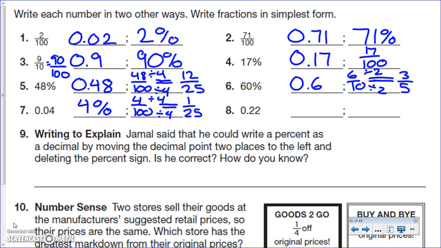For number 8, we have 22/100, so the first thing we're going to do is write that as 22%. Next, we're going to write 22/100 as a fraction, and then we'll simplify. We know both 22 and 100 can be divided by 2, which will get us 11/50.